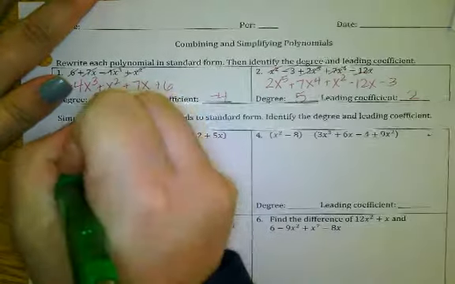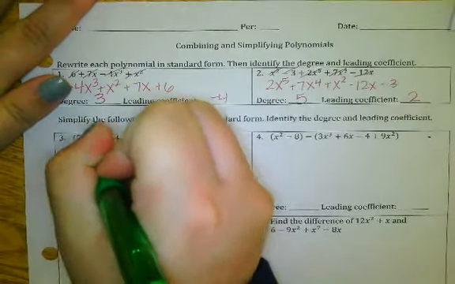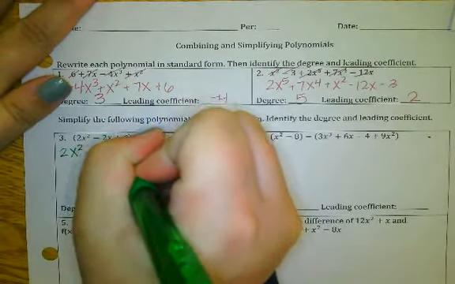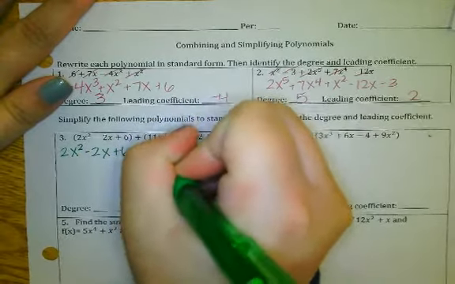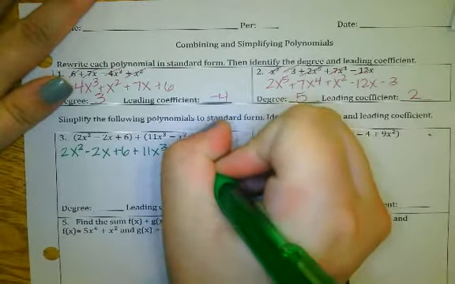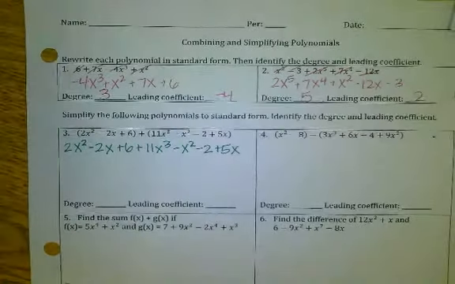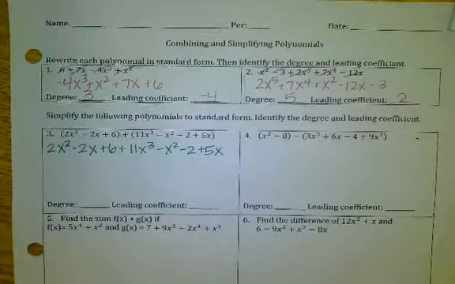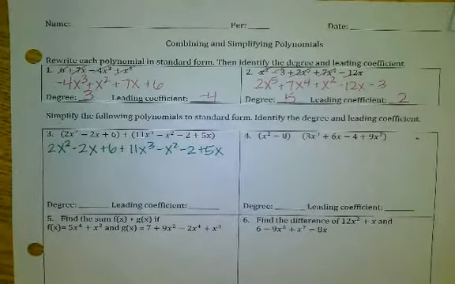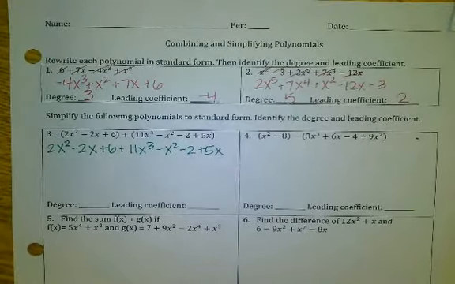Okay, so I'm going to drop my parentheses. So I have 2x squared minus 2x plus 6 plus 11x cubed minus x squared minus 2 plus 5x. So again, I can only combine terms that have the same degree. So what is going to be my highest degree?